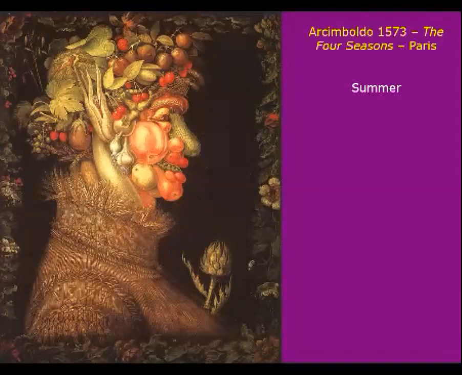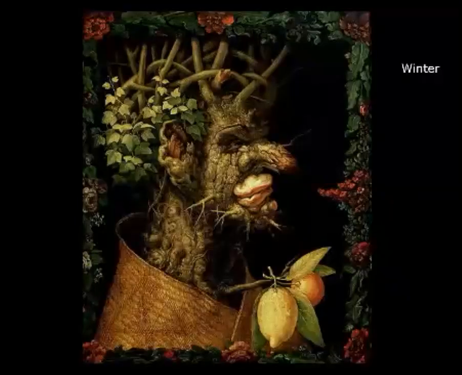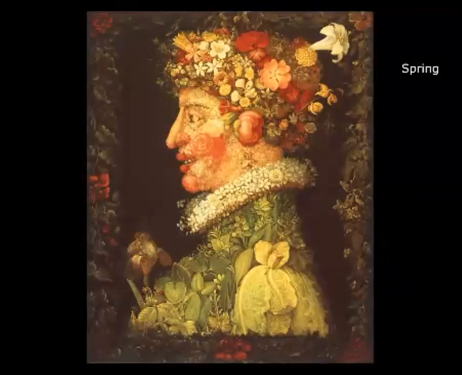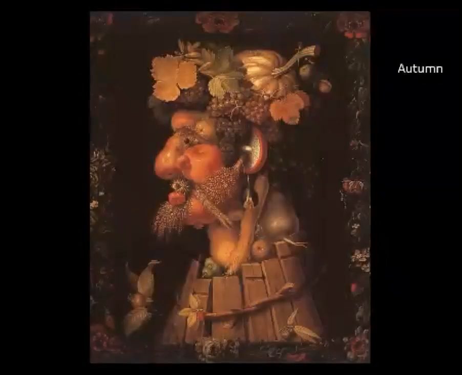All right, final thing, on a slightly different note. There's a guy named Arcimboldo, and he was also in the Renaissance, and he would paint paintings with a theme that would end up making portraits. And so this is from his Four Seasons one. This is summer, entirely made out of things that you find in the summer. This is winter. Here's spring, entirely made of flowers, and autumn.